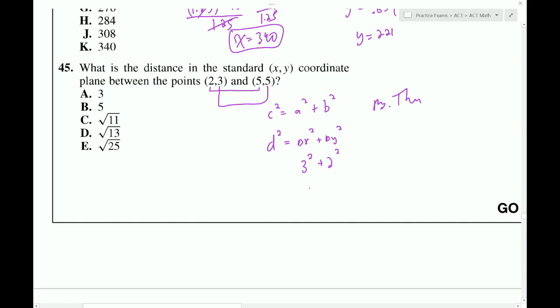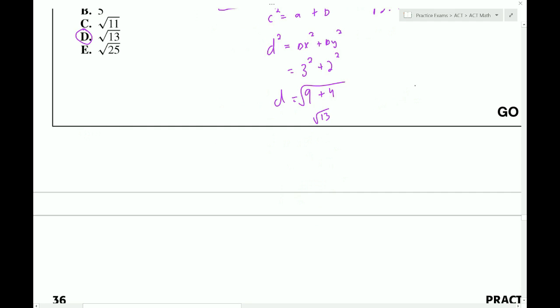And so I do 3 squared is 9, 2 squared is 4, and then of course at the end I have to square root everything to get the distance. So the distance is going to be rad 13. Now in general, these numbers might be a little bit trickier. So let's take a look at one example of that.